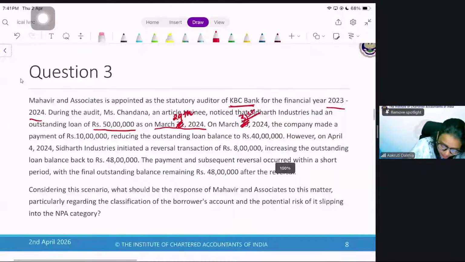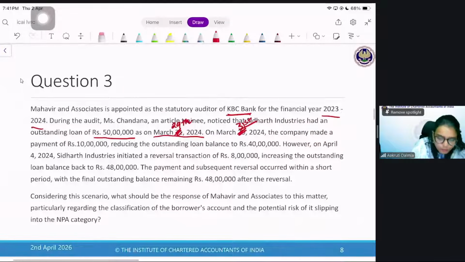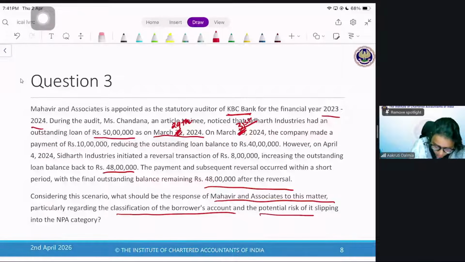Initiated a reversal of transaction of 8 lakhs, increasing the outstanding loan balance back to 48 lakhs. The payment and subsequent reversal occurred within a short period, with the final outstanding balance remaining 48 lakhs after the reversal. Considering the scenario, what should be the response of Mahavir and Associates to this matter, particularly regarding the classification of borrower's account and potential risk of it slipping into NPA account?